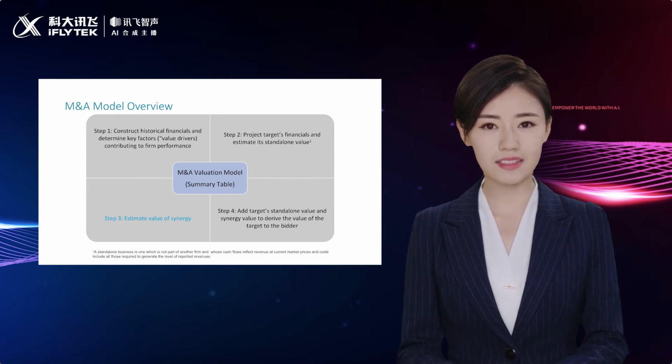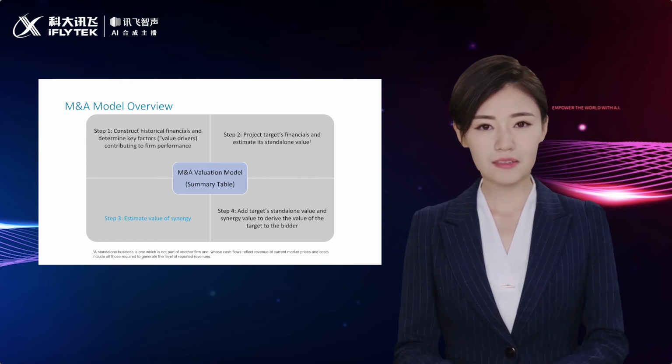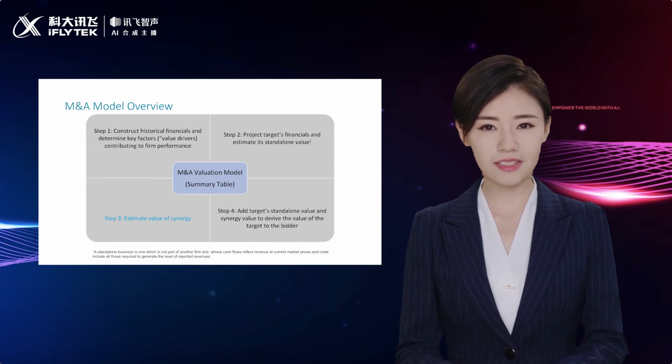So this is what I would suggest when you are doing the case study and trying to value the target. That is, you value the target separately by itself, which is called the standalone value. Then you value the synergy from the merger as a separate item. And if we add those 2, that gives the target's value to the bidder.